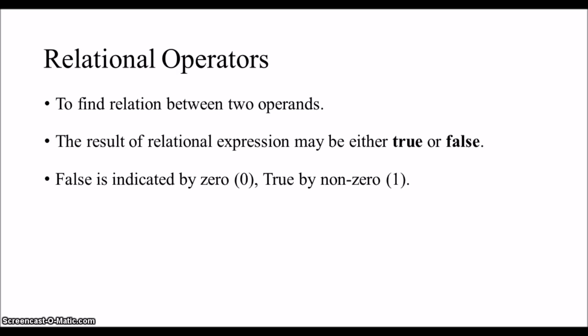What are relational operators? Suppose you want to find the relation between two operands and then take certain decisions. In that case you should make use of relational operators. There are two operands, hence the relational operator comes under binary operators. In such situations you will be using relational operators. And the result of a relational expression will be either true or false. False is indicated by 0 and true is indicated by non-zero.